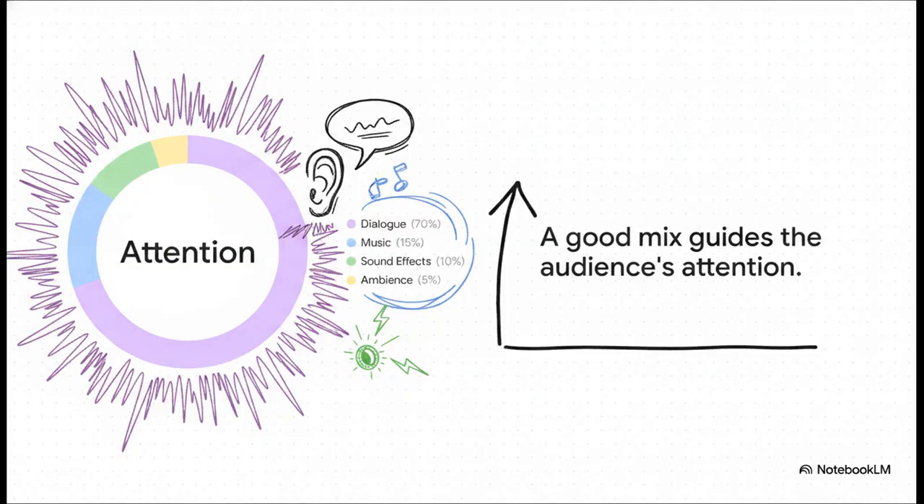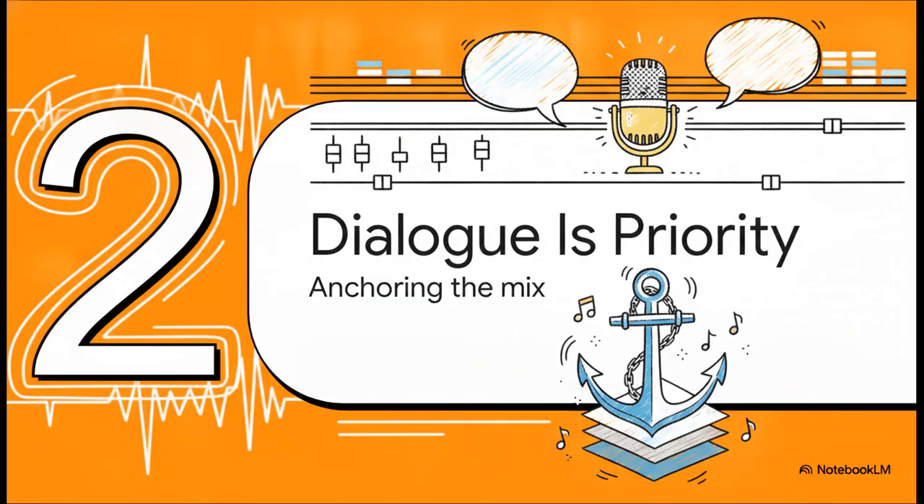And this breakdown brilliantly illustrates our hierarchy of sound. It acts as a great proxy for how we actually guide the viewer's focus. To put this into perspective, dialogue hogs a massive 70% of our attention spotlight. Music follows at around 15%, sound effects take up 10%, and ambience is just 5%. Now, obviously, these aren't rigid, unchanging rules for every single second of a film, but they absolutely represent the foundational baseline of a truly balanced mix. And let's look a little closer at that massive 70% slice. Which brings us to Section 2. Dialogue is the priority, anchoring the mix.